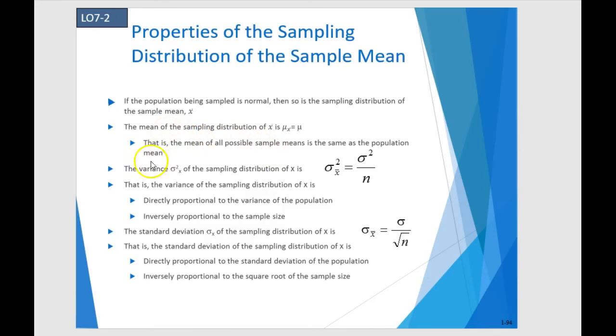Okay, and now this is where we get into some new formulas. The variance of the sampling distribution, sigma squared x bar, is equal to sigma squared over n. Okay, and then the standard deviation follows suit as well. So sigma of x bar is equal to sigma over the square root of n. So that's just taking the square root of that whole variance formula. You take the square root of that whole variance formula, you get the standard deviation formula. Okay.